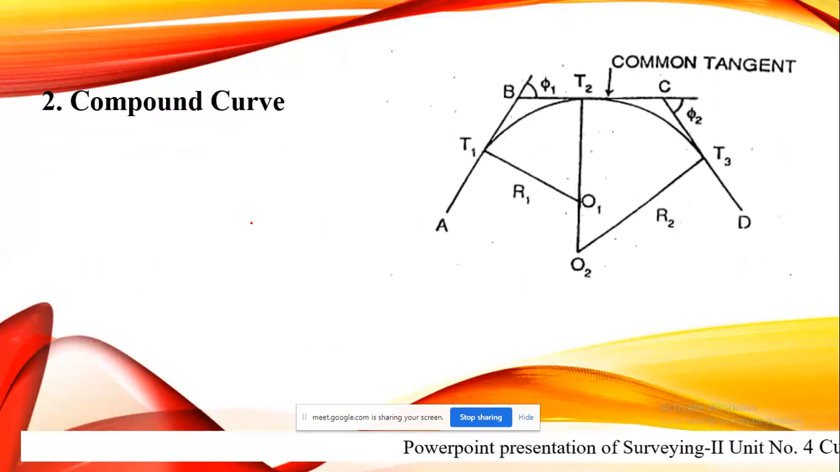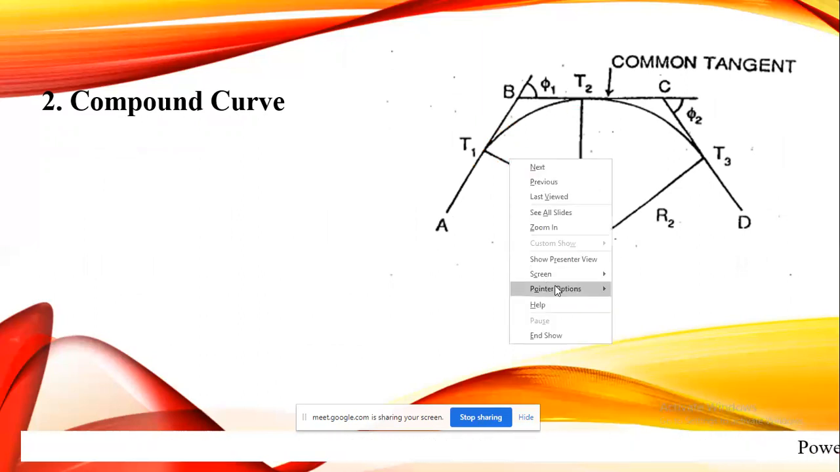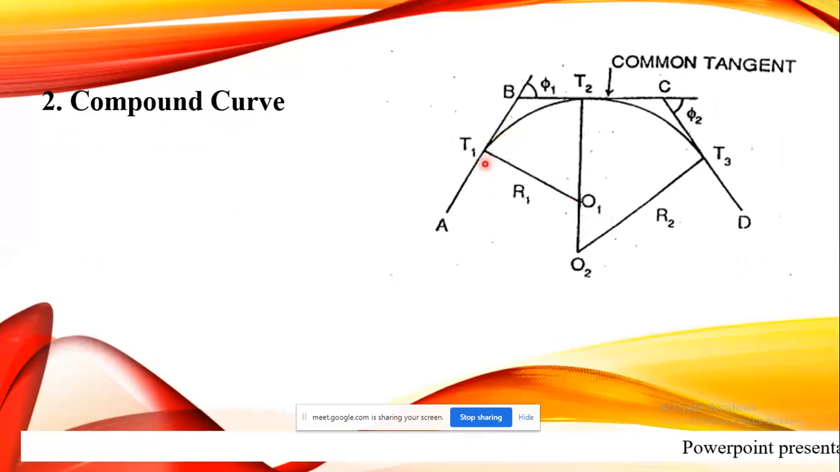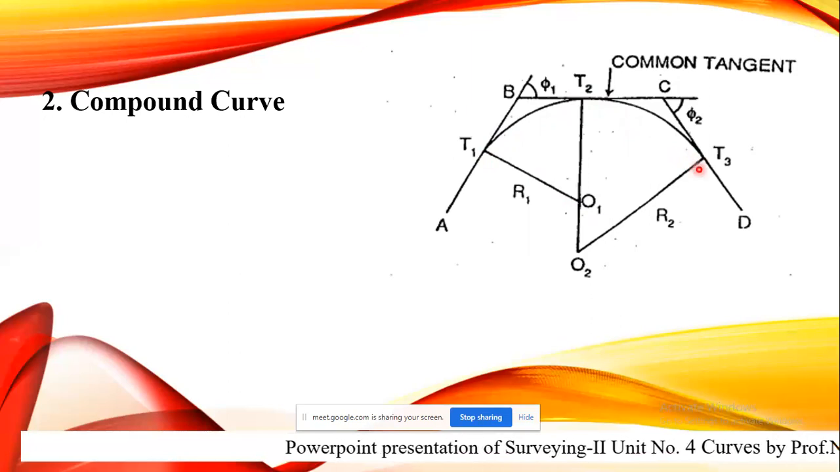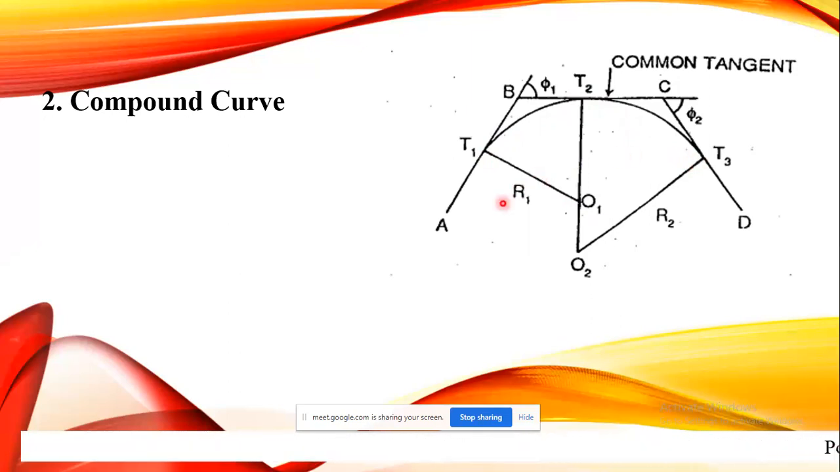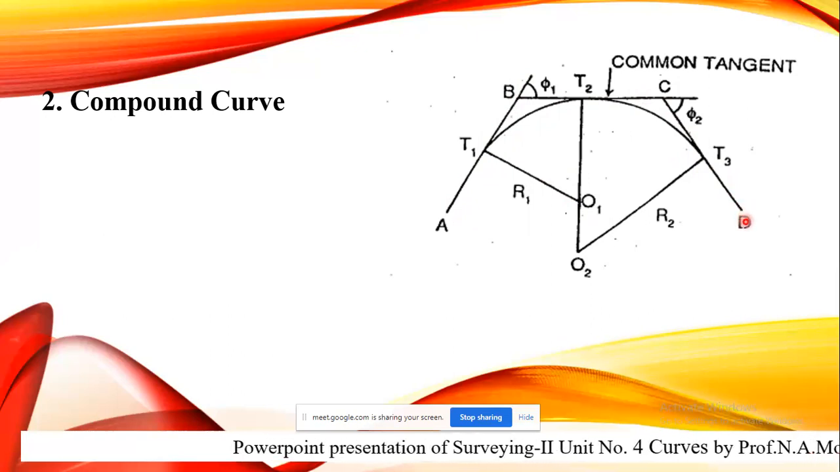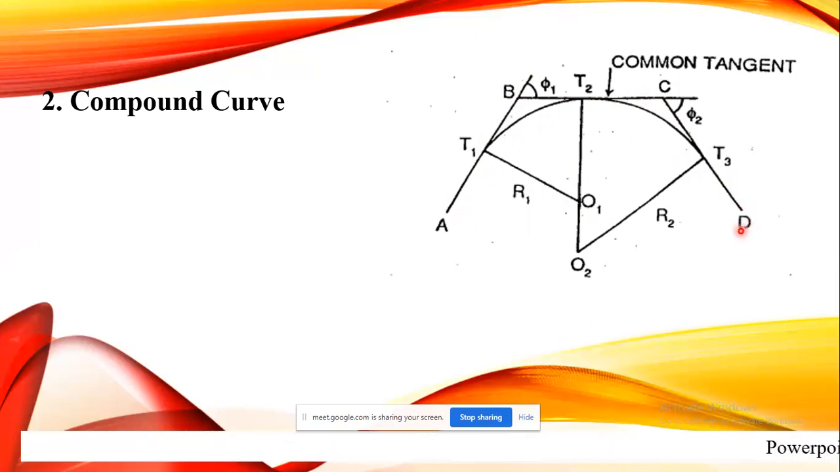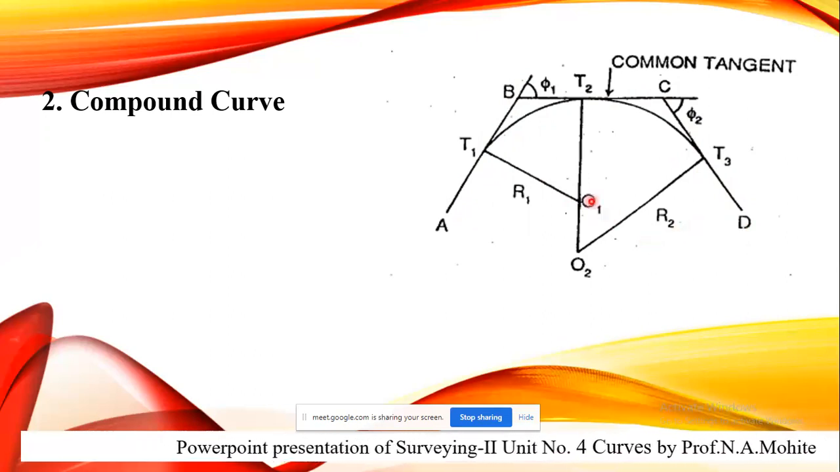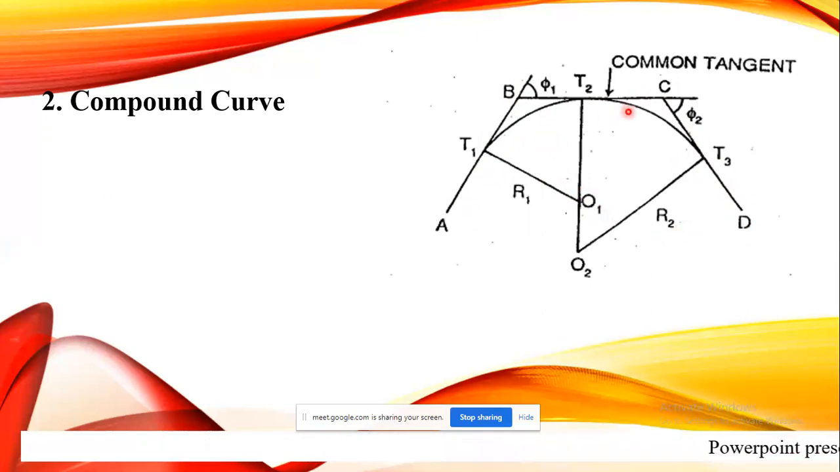Moving to the second type, the compound curve. Here you can see two curves are provided, one from T1 to T2 and the second from T2 to T3. Also there are three tangents: A to B is one tangent, B to C is the second tangent or alignment, and C to D is the third. What is the purpose of providing such a curve? When a curve consists of two or more arcs, we can provide it here.